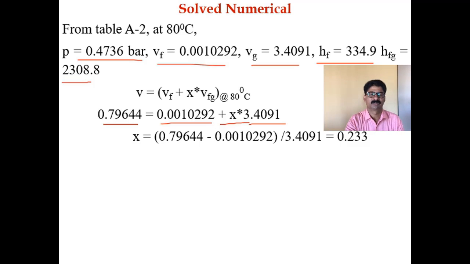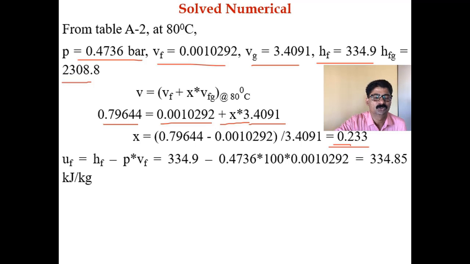So the quality of steam is 23.3% or 0.233 at 80 degrees Celsius. It is wet steam. Only 23.3% is the vapor and the remaining is the liquid. So the internal energy of this wet steam is nothing but H minus Pv. You have to find out, for that, first you have to find out Uf, then Ufg, then you have to find out Uf plus x Ufg.